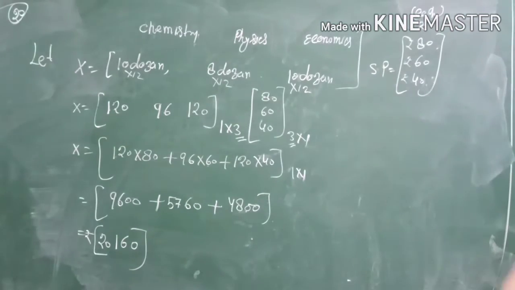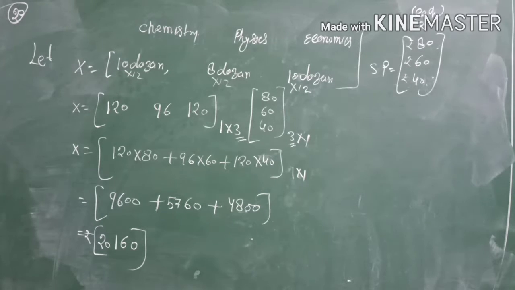Now see, what is the question? The cost of a chemistry book is rupees 80 per piece, the cost of a physics book is 60 per piece, and the cost of an economics book is 40 per piece. It is given 10 dozen chemistry books, 8 dozen physics books and 10 dozen economics books. Now we got the answer of this question. Now come to the next question.